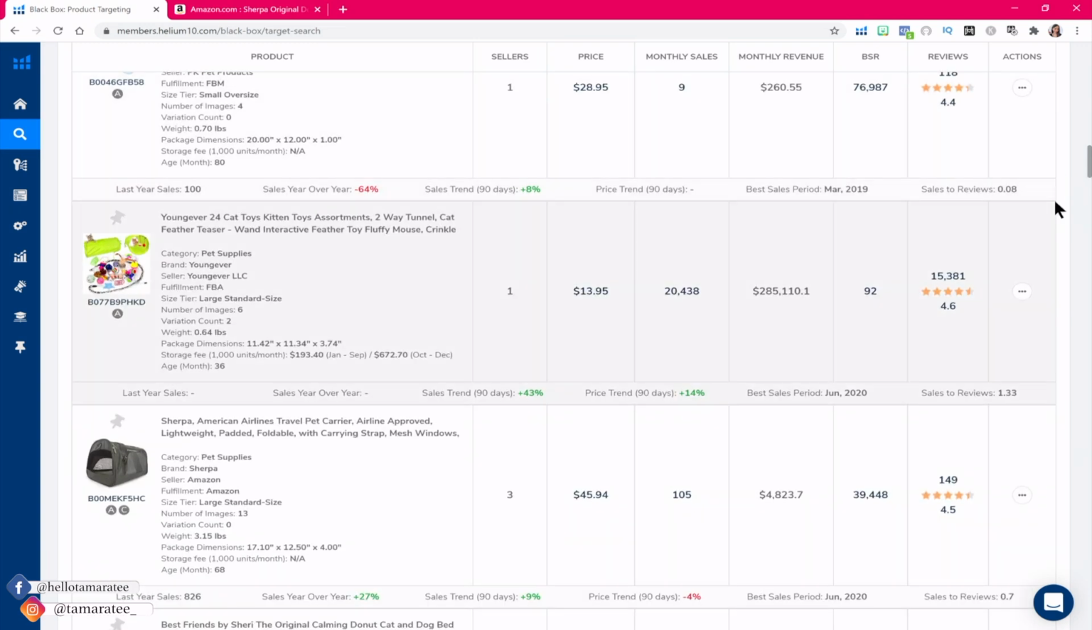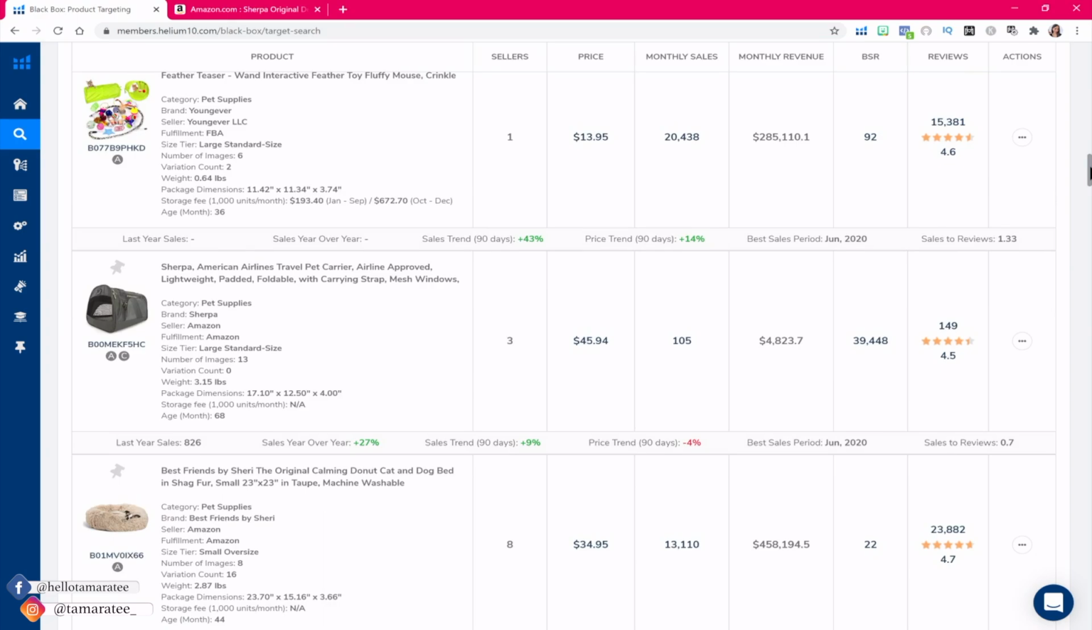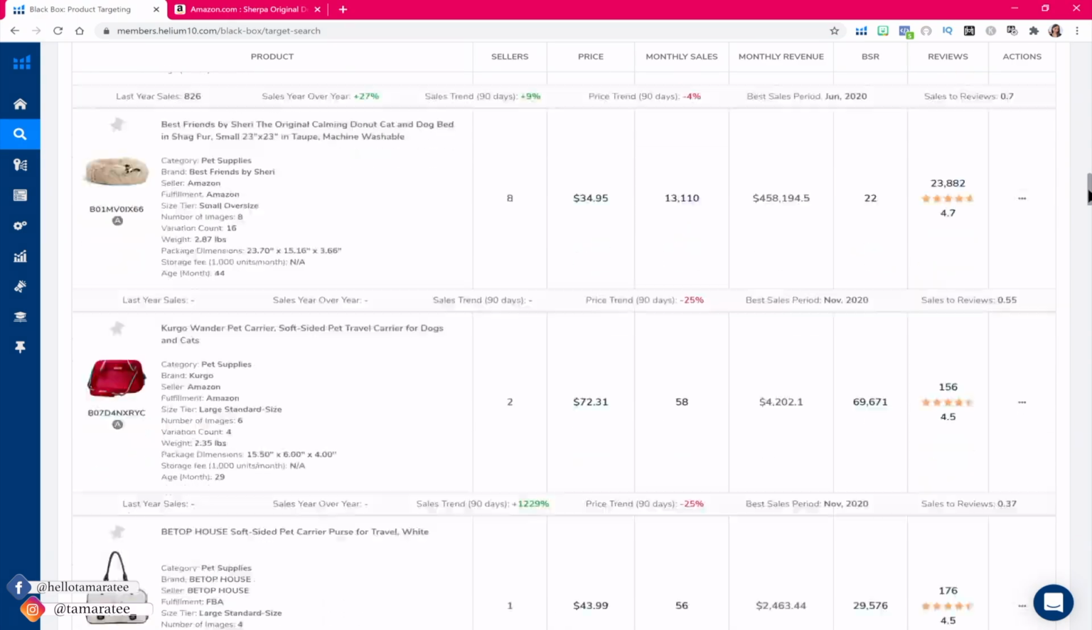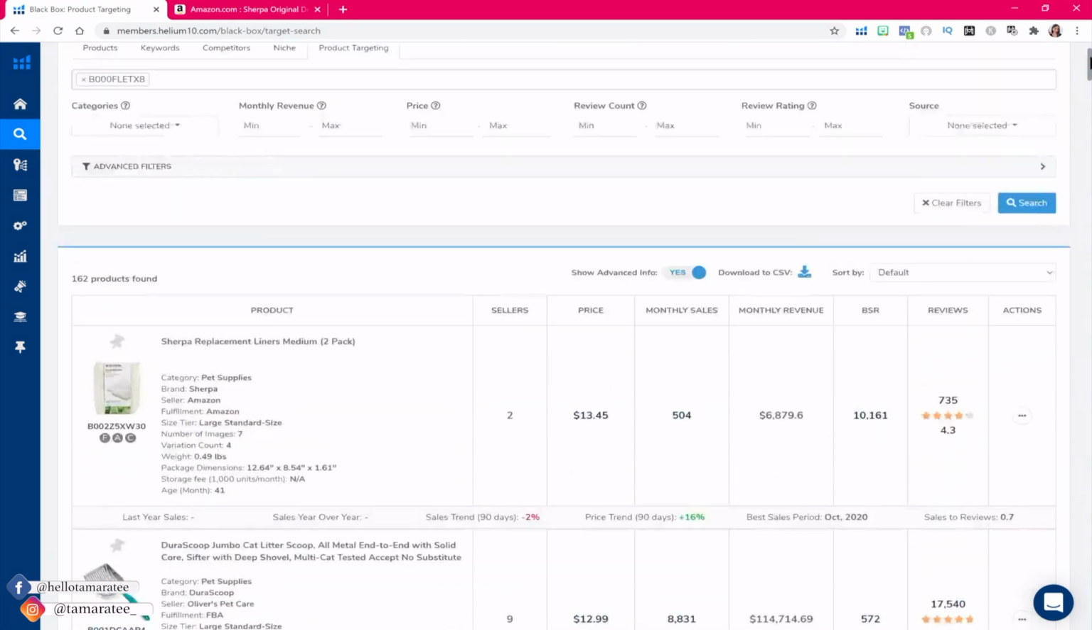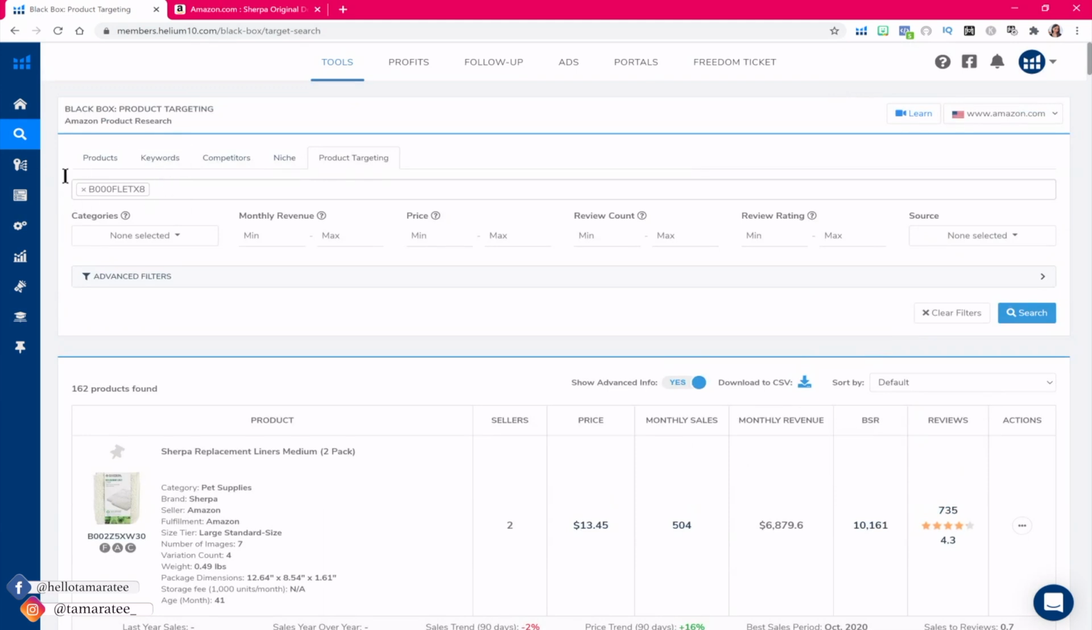This is good to use when you already have a product on Amazon and now you are thinking, okay, I'm ready to sell my second product, my third product, or my fourth product. This is when product targeting is really useful because this is already proving that customers are buying these products on top of this specific ASIN right here.